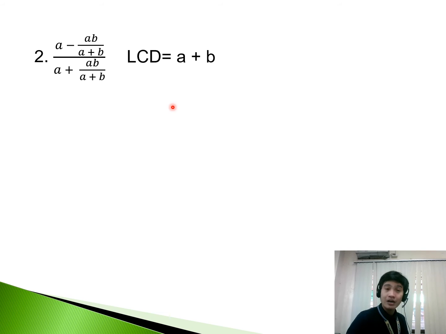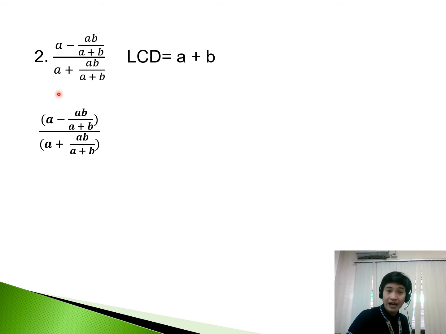Step number 2, kagaya ng ginawa natin kanina sa example number 1, i-multiply natin yung numerator ng complex fraction at yung denominator ng complex fraction nung LCD na nakuha natin sa step 1. Paano po yun? So yung numerator ng ating complex fraction will be multiplied to a plus b. And on the denominator ng ating complex fraction dito ay i-multiply din natin sa a plus b.